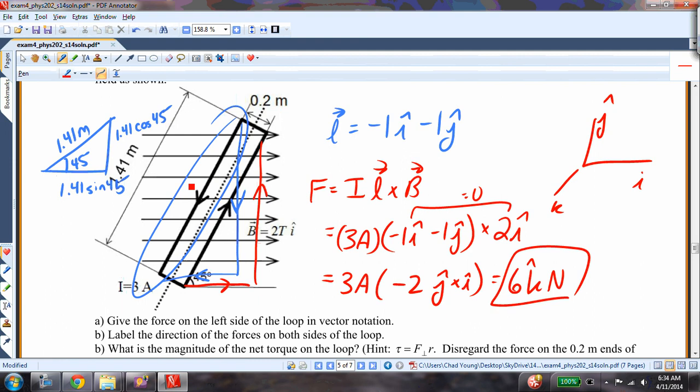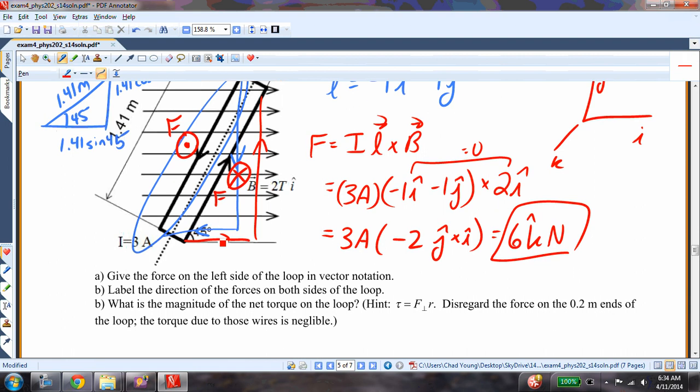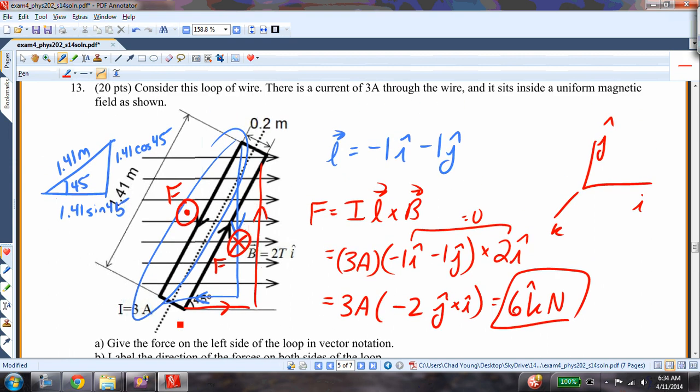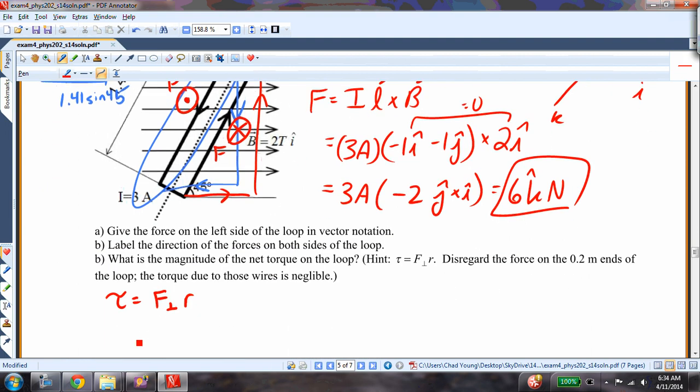And so if I label that, notice that it is positive. So that force is going to look like that. On this side, the force will be into the page. Right? So that's going to cause this loop to turn. And then what is the magnitude of the net torque on the loop? All right, so torque equals F perpendicular times the radius. The moment arm is just that distance, 0.1 meters. And I know the force now is 6 newtons times 0.1 meters. So the magnitude of the torque just due to that one force is equal to 0.6 Newton meters.